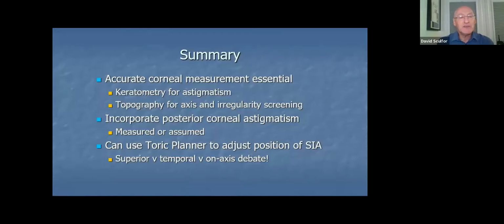And so it doesn't make a huge difference whether you measure that posterior corneal astigmatism or just assume that the patient is probably going to fit that 90% model. Of course, most of them do. But also you can use the toric planner, which is built into the Lenstar, to adjust the position of your incision, and therefore the surgically induced astigmatism, and you've got that superior versus temporal versus on-axis debate as discussed.